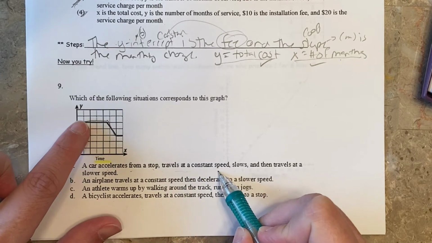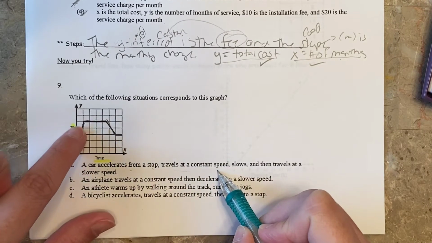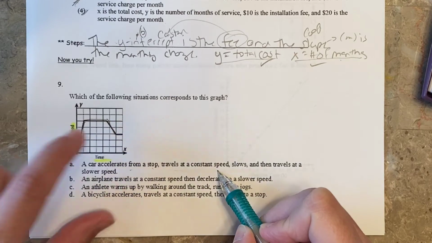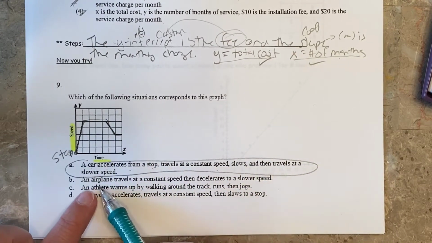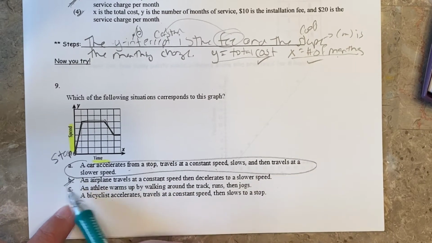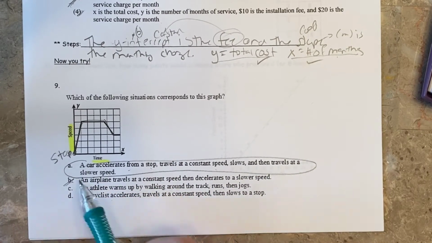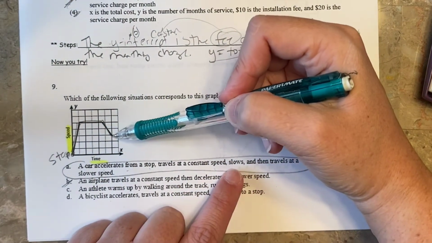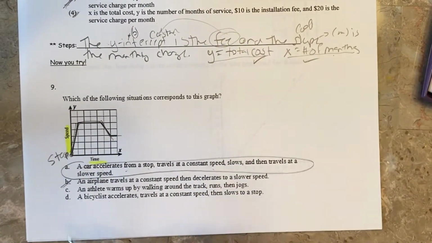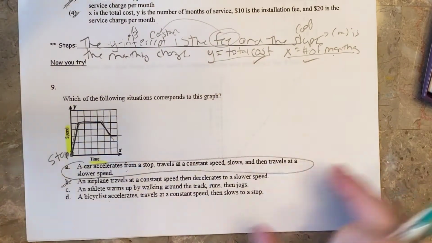Travels at a constant speed. So this is your acceleration. This is your constant, slows. Yeah, so that should be A. So if you chose A, you got it right. Constant speed, and then that would just be 2 of them, and that's no good. One's walking around the track. Yes, so it's definitely A. Accelerates, constant, slows down, and then slows at a slower pace, or drives at a slower pace.